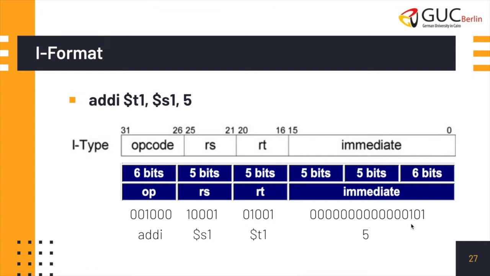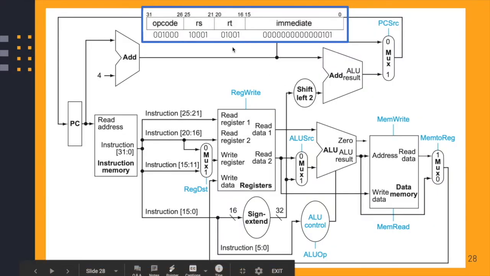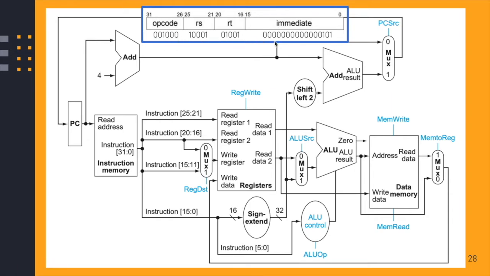Okay? Then we will concatenate all of these together to form the equivalent machine code of this add immediate instruction. As you can see here, this blue box contains the concatenated instruction, which will flow in our data path. And as you can remember, this diagram is the simple implementation of the MIPS data path. So let's trace it from the beginning.